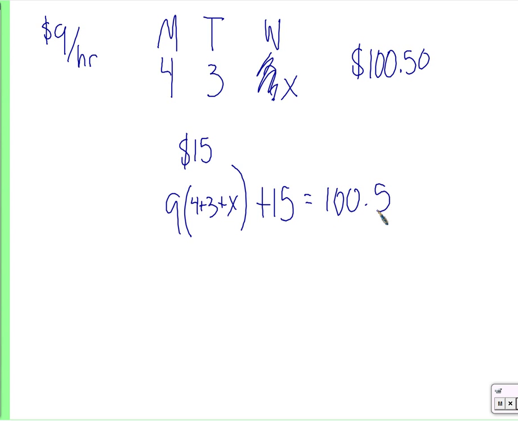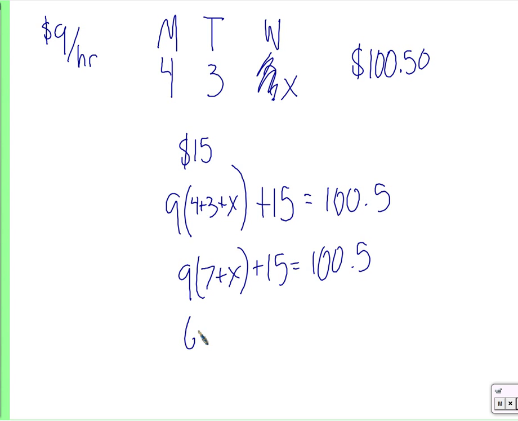$100.50. So that equals... 9 times 7 equals 63. What would you do, Aiden? So we get 63 plus 9x plus 15 equals 100.5.